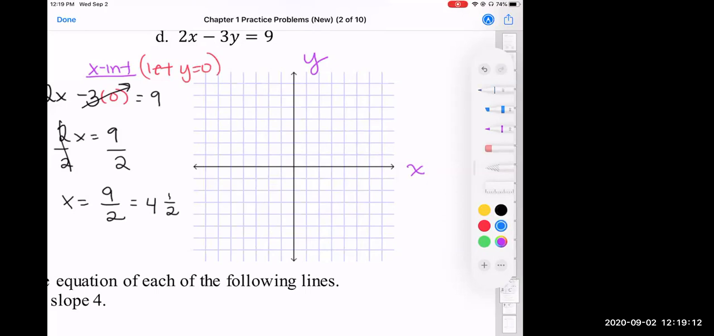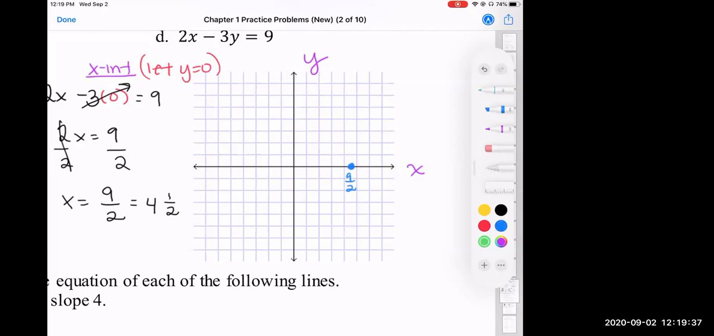So if I want to plot it on my x-axis, so on this one right here, I need to find the point positive 4 and 1/2, which would be about here. That's my x-intercept. So that's my 9 over 2, or my 4 and 1/2. Now let's find my y-intercept.